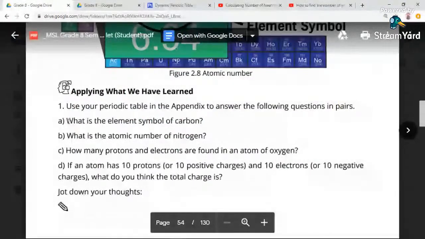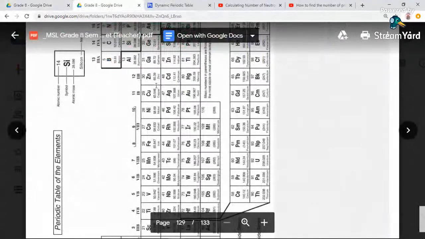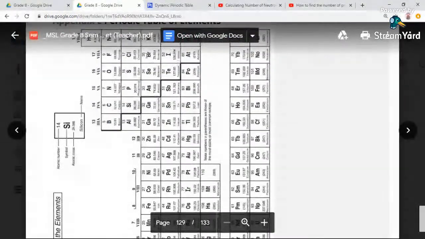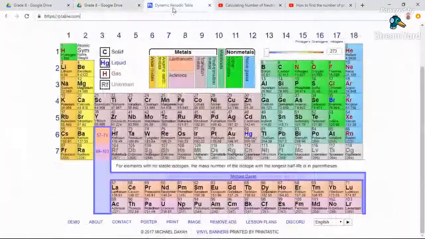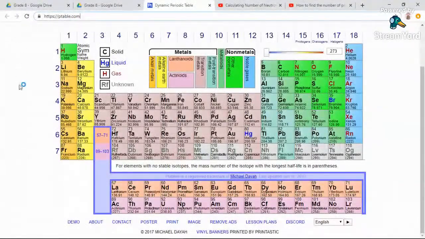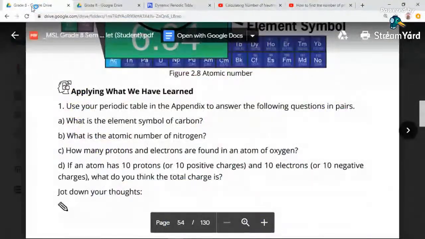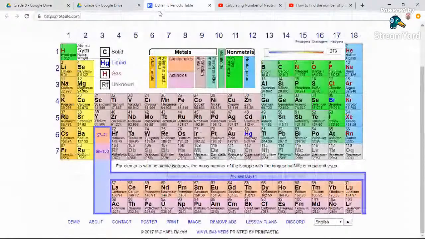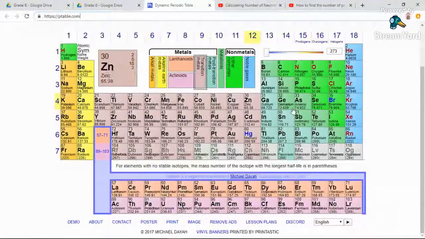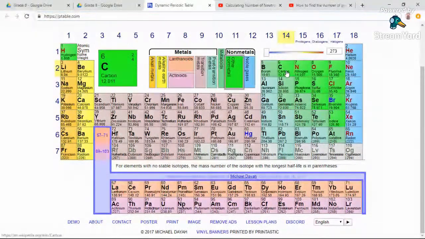What is the element symbol of carbon? You can look on your nice little periodic table or a periodic table online, and you have to find carbon. What was the question? What is the symbol? So let me look. Carbon, carbon. I'm reading here. Gallium, zinc, arsenic. Oh, I found carbon. So there it is. What is the atomic symbol for carbon? That's an easy one, guys.